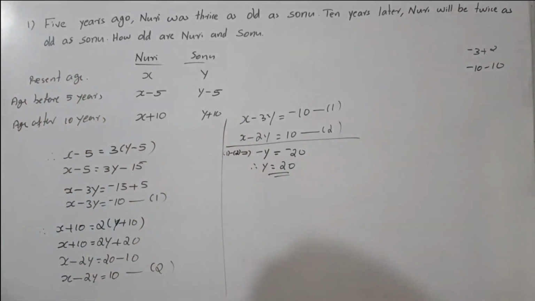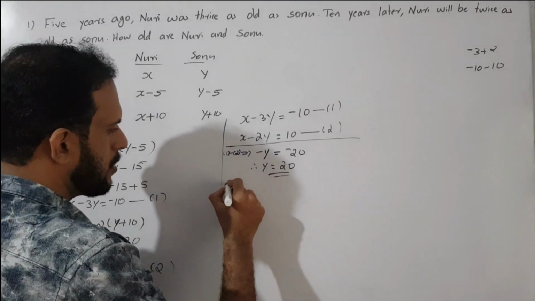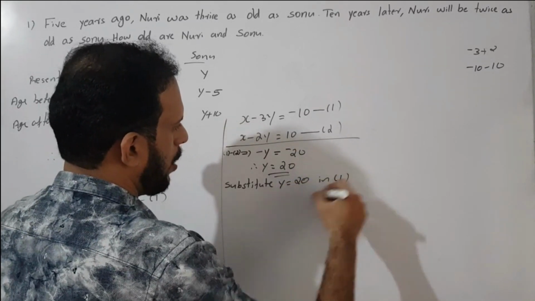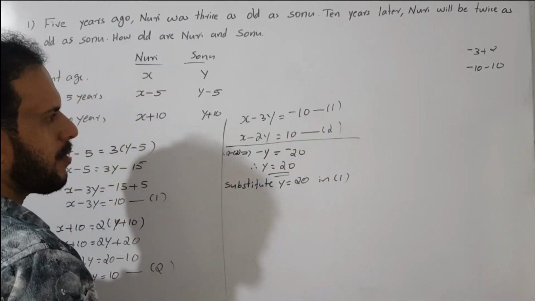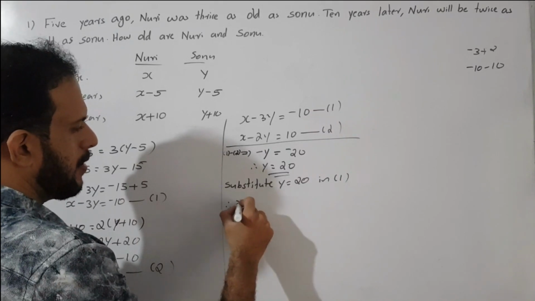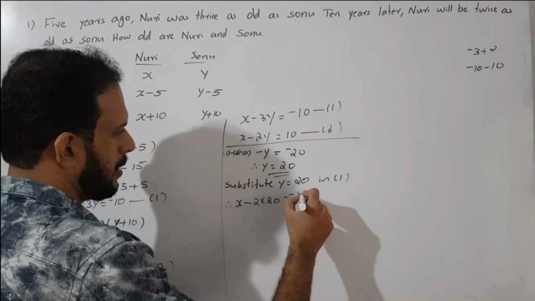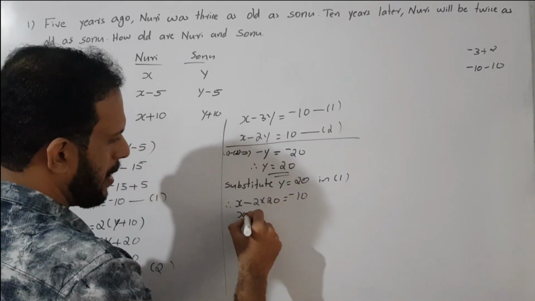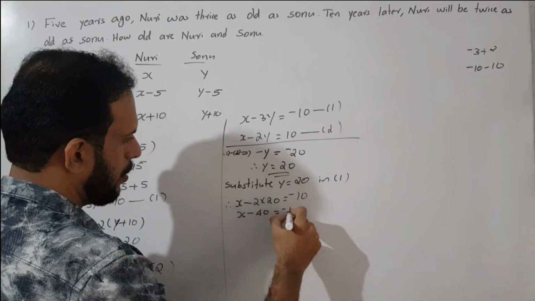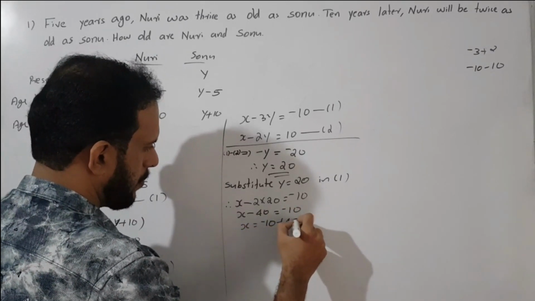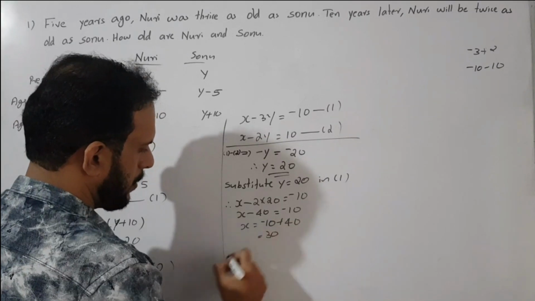Then what is next? If we get the value of y, then we substitute the value of y in any one of the equations. So the next step is substitute y equal to 20 in 1. Therefore x minus 2 into 20 is equal to minus 10. x minus 40 is equal to minus 10. x is equal to minus 10 plus 40 is equal to 30.